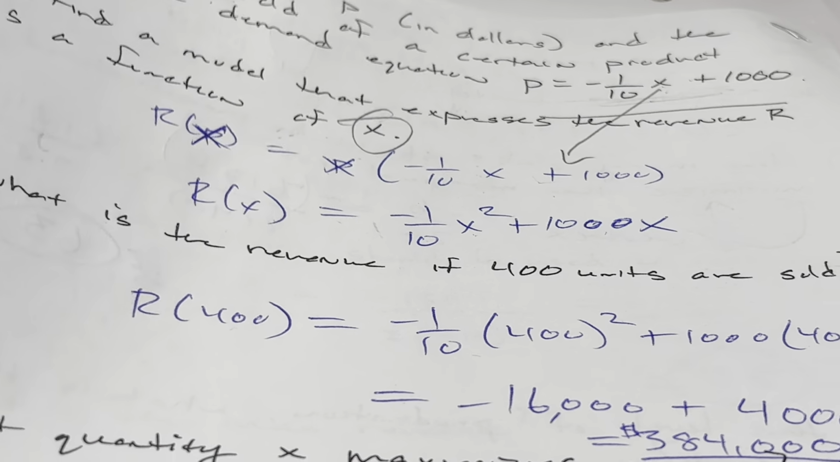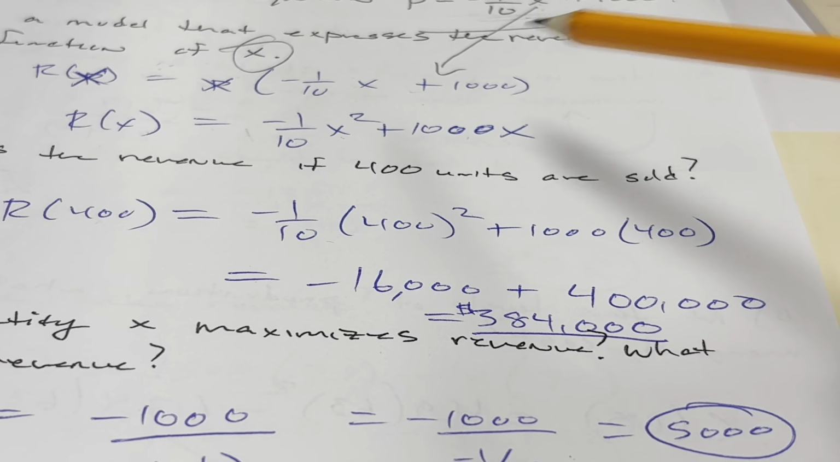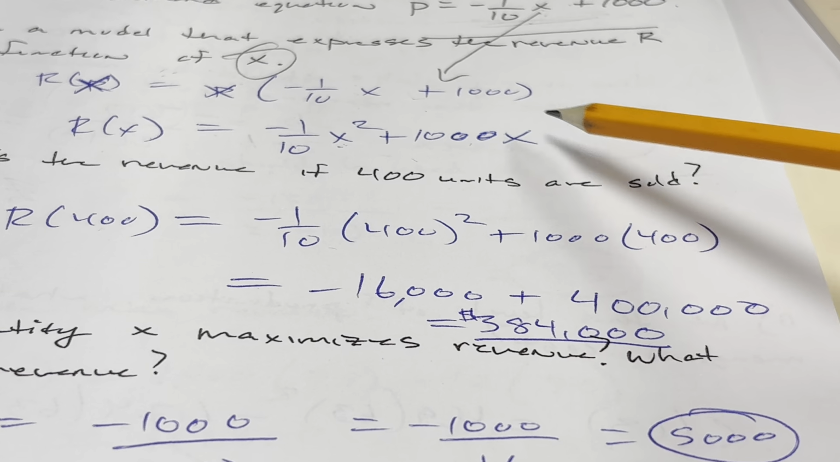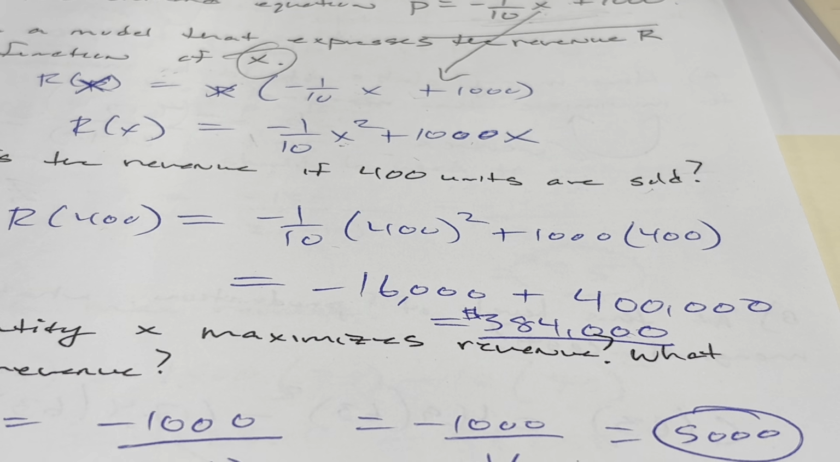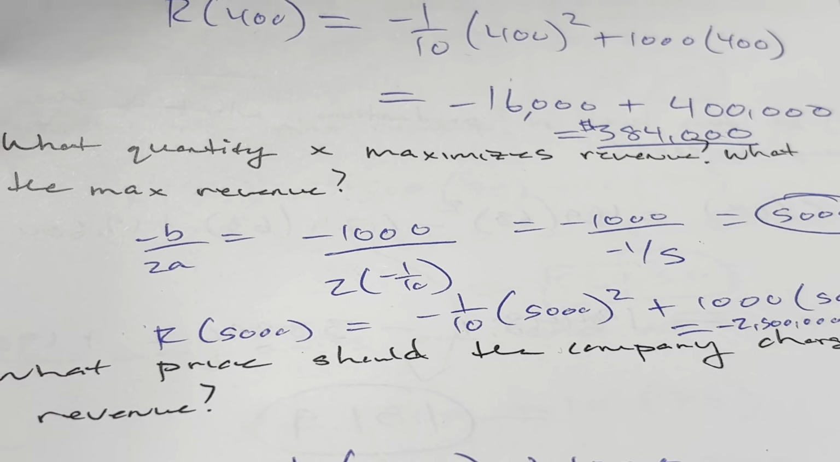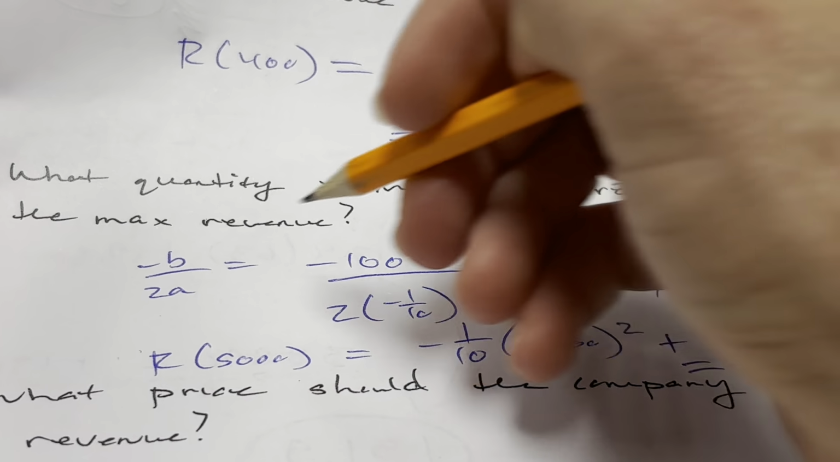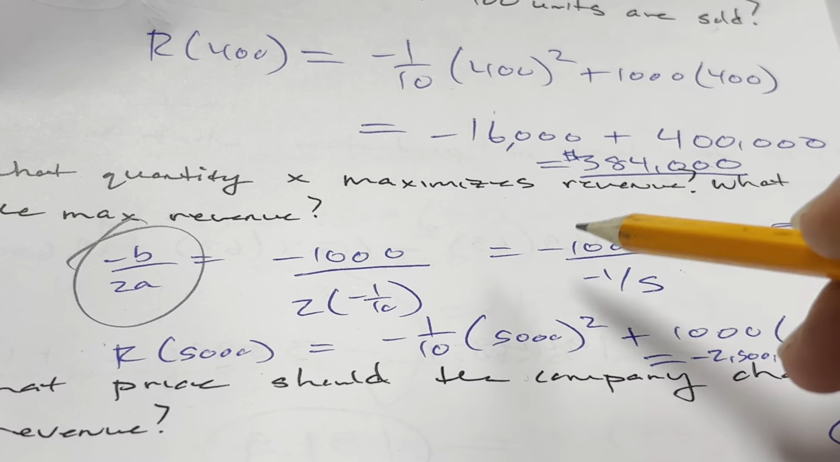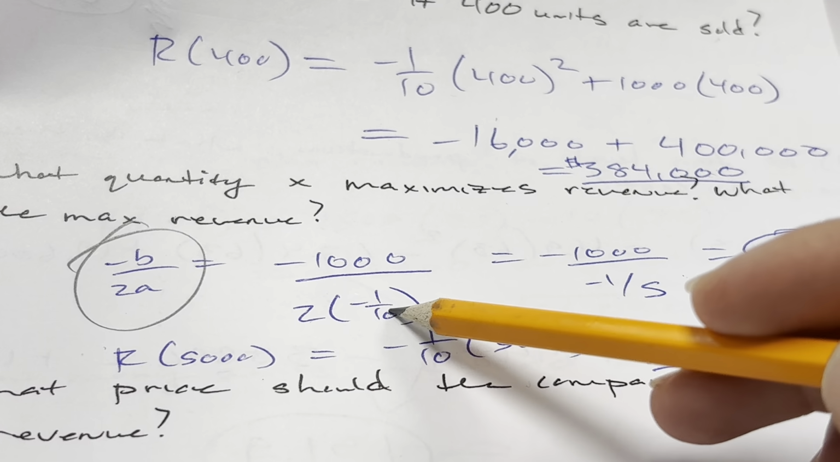And then what is the revenue if you sell 400? So I just take 400, plug it in for X there, and plug it in for X there. Okay. So we're not asking to maximize revenue here. We're just saying if we sell 400, what is the revenue? All right, then here we have what quantity maximizes revenue. All right, so now it's vertex time. We say the opposite of B over 2 times A.